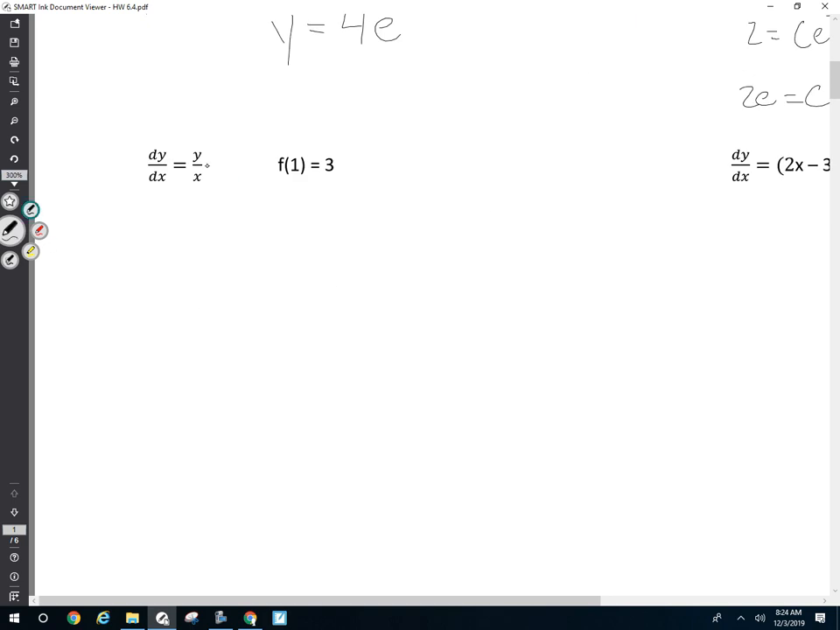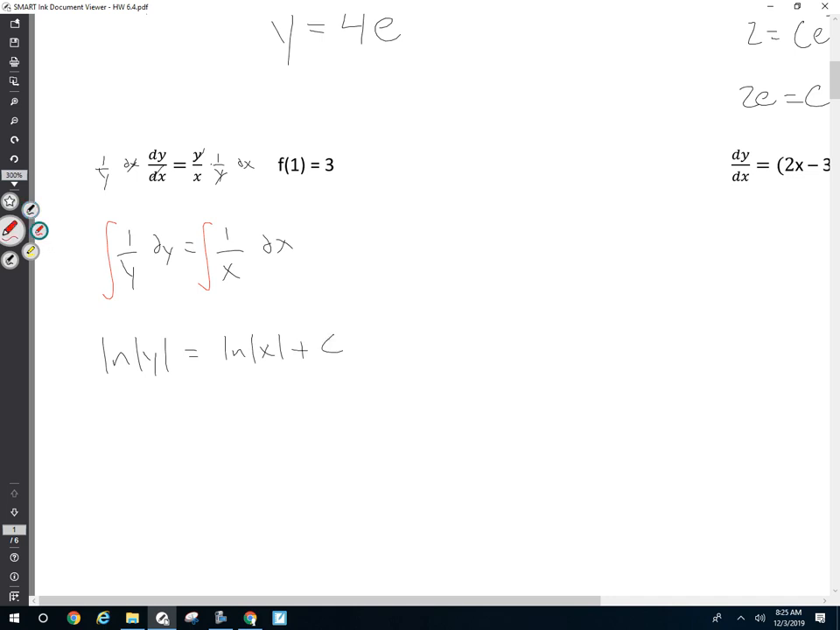This is a good one. So again, get rid of the y, get rid of the dx. dx is going with our x's, y's are going with dy. I have 1 over y dy equals 1 over x dx. Okay, take the antiderivative of both sides. We get log absolute y equals log absolute x plus c.